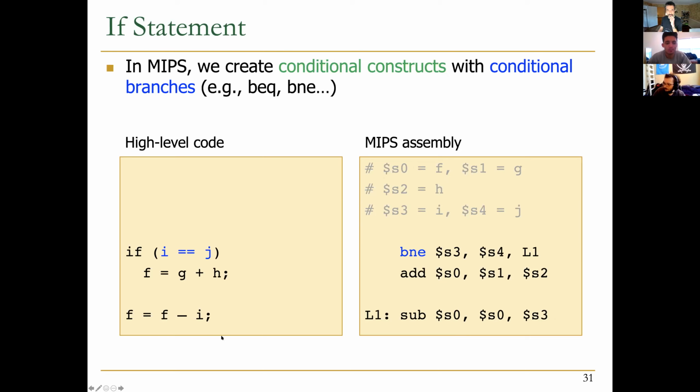Simple translation between this high level and assembly. And if these two are equal, basically we don't branch, we execute the next instruction. Add S1 to S2, put it to S0. This particular instruction.